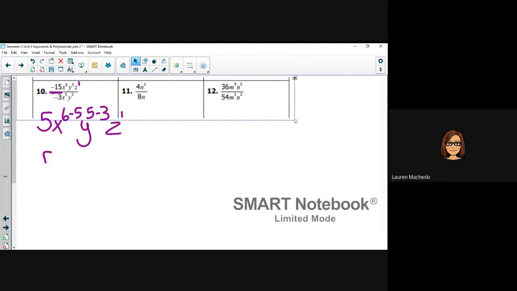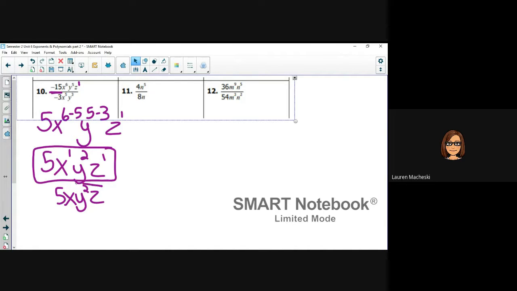Now let's see if we can go further here. I just showed my work there. So what is that? x1, y2, z1? Which could also be written as 5x, y2, z. Either one is acceptable.